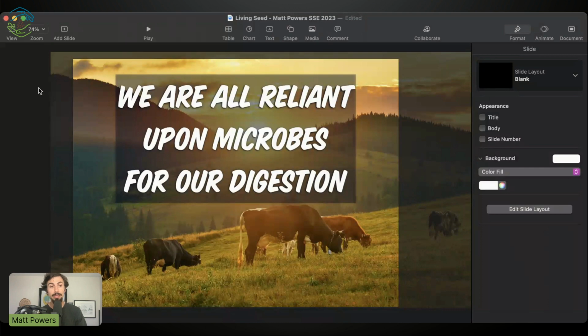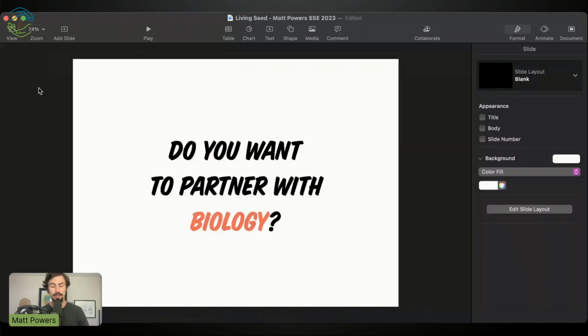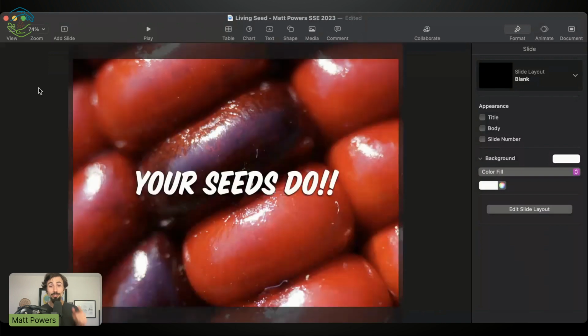So we have to recognize that we have the power and responsibility to re-inoculate, to partner with microbes, to see beyond the surface level of the world around us. Do you want to partner with biology? Because your seeds do.